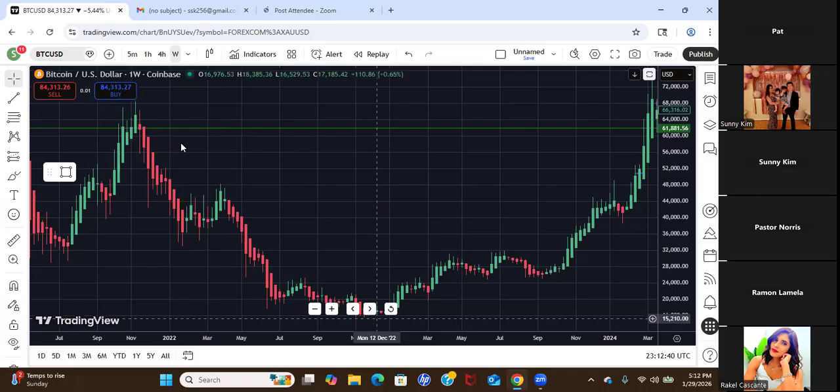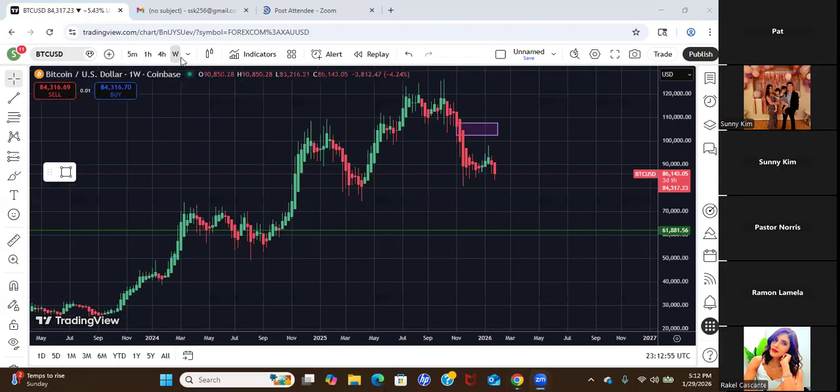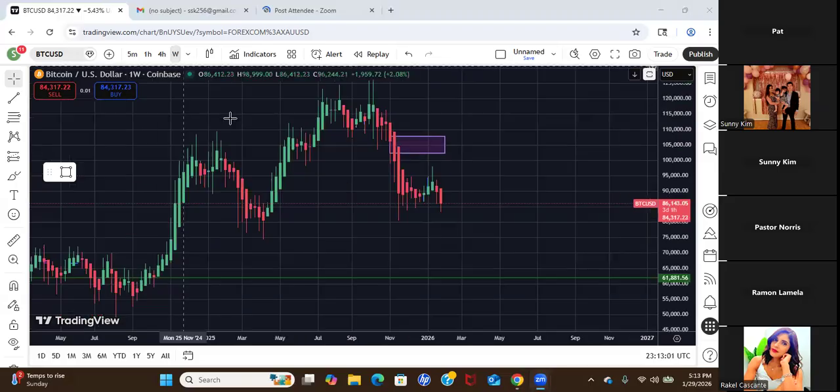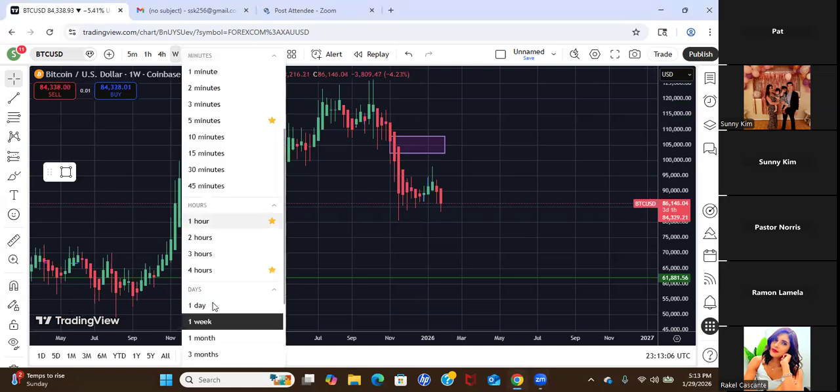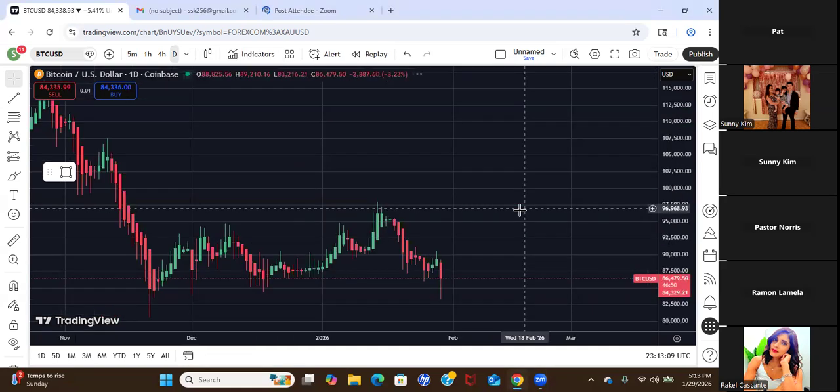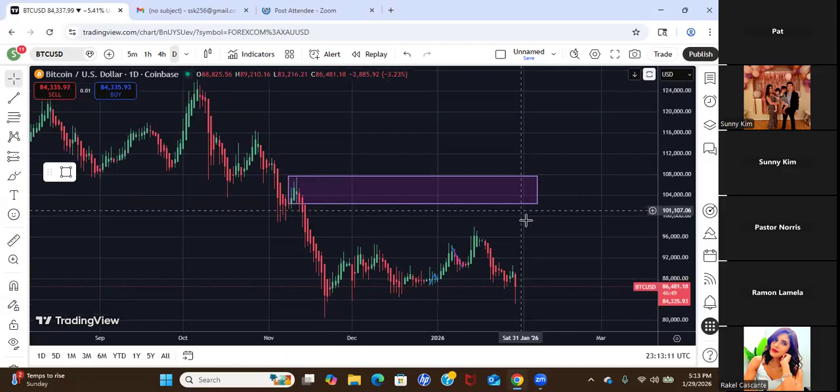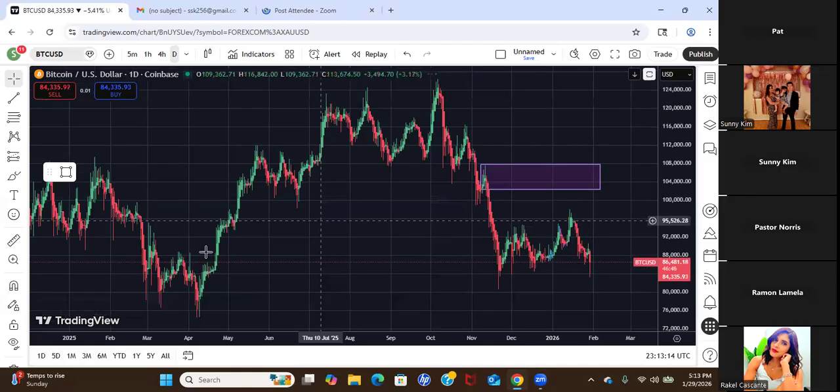So regardless of what you start trading in the beginning, go to the weekly time frame, look for the W, and determine your trend. Now, once you determine your trend, you go to the daily, and then same thing. Determine your trend.